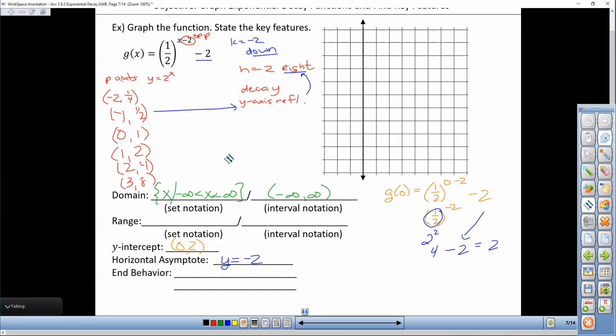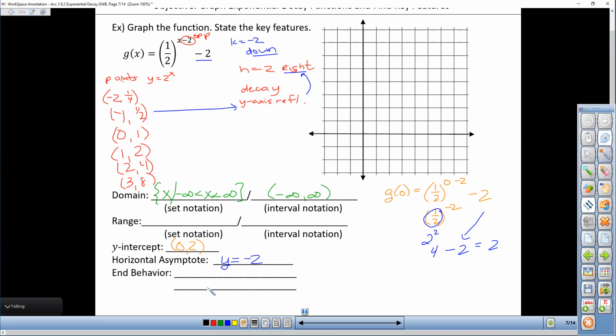So the other thing is, where should I put my x-axis? Remember that for an exponential function, unless there is an x-axis reflection, all of the points will be above the horizontal asymptote. So our horizontal asymptote's at y equals -2. All of our points will be above that because we do not have an x-axis reflection. So I'm going to put my x-axis right here.